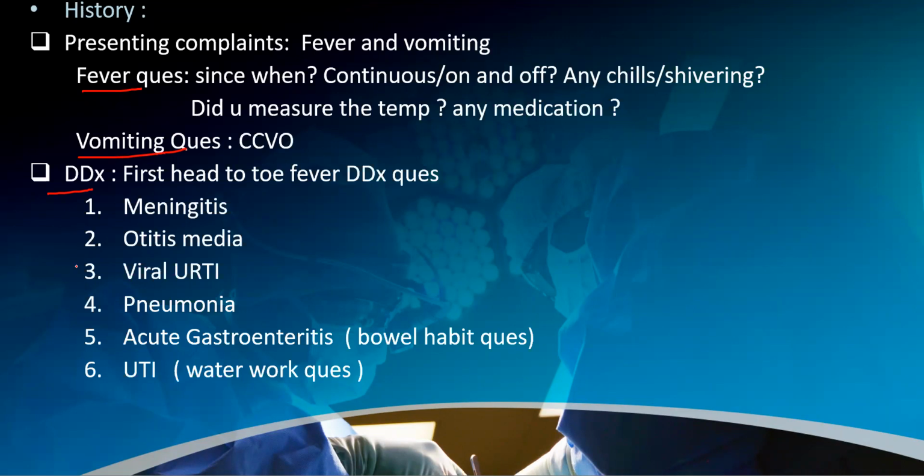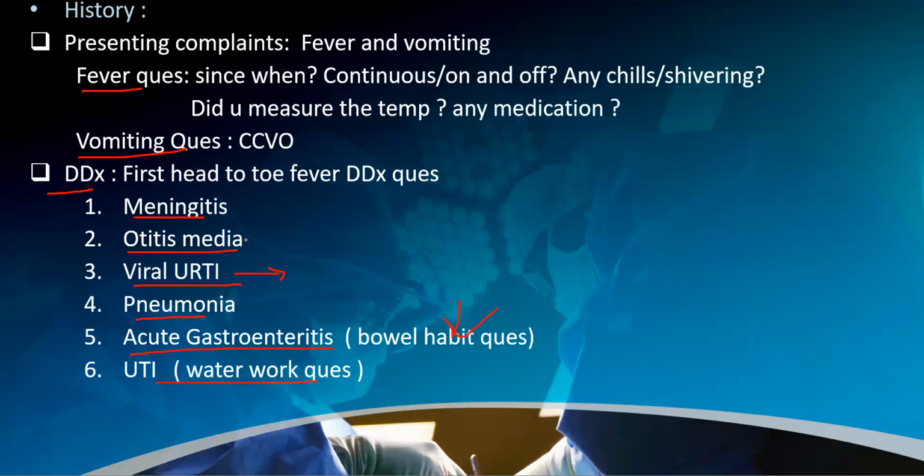So start with the differential diagnosis. For meningitis, the only thing you will ask is any rash anywhere in the body. For otitis media, any discharge from the ear, any pulling of the ear. Any runny nose, any coughing, any sneezing, or any flu-like illness. For pneumonia, any cough, shortness of breath. For acute gastroenteritis, how is his bowel habit? All the bowel habit questions you will ask here. Any diarrhea or constipation. For UTI, water work questions.